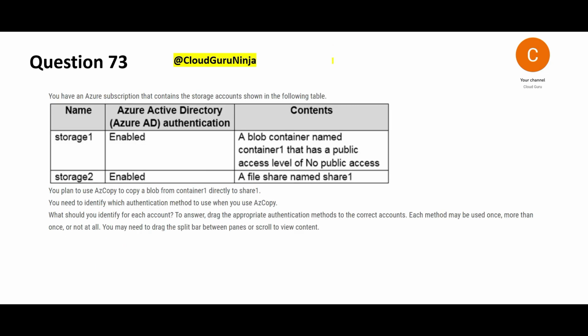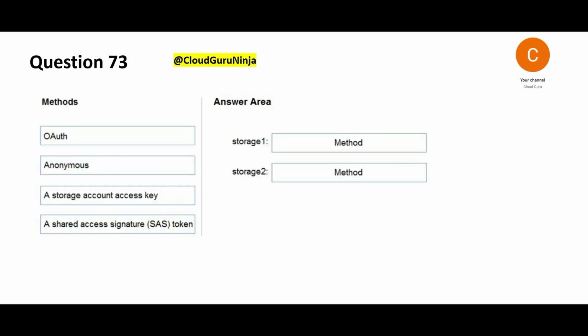This is the next question now. You want to do an easy copy from this blob container to this file share. You have to do an easy copy, and you should identify the authentication method for each account. Now these are the different authentication methods.